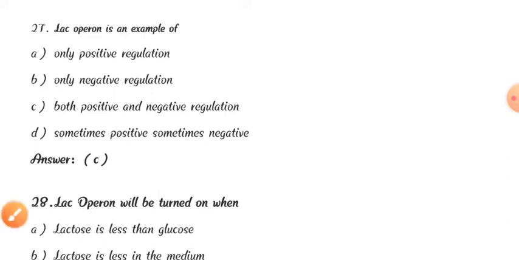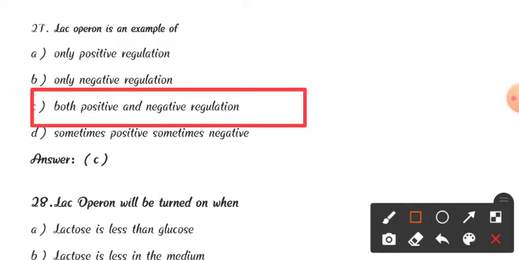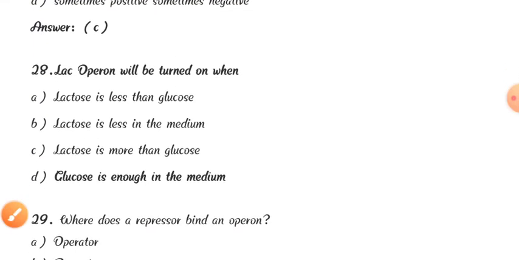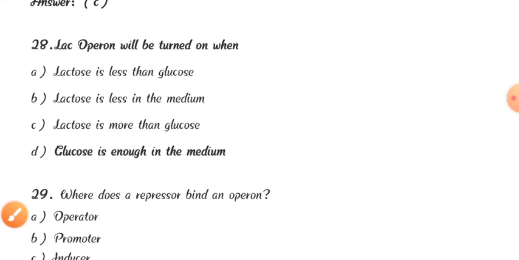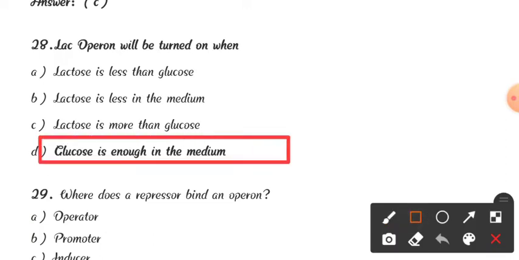So friends, option C is the correct answer. The lac operon is an example of both positive and negative regulation. Now question number 28: the lac operon will be turned on when? When glucose is low, so option D is the correct answer. Glucose is low in the medium.